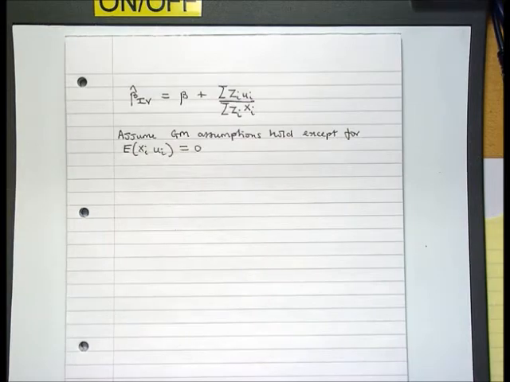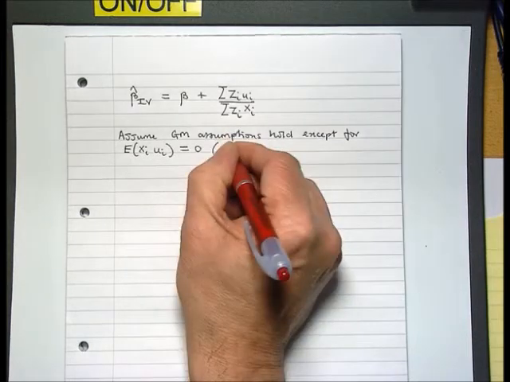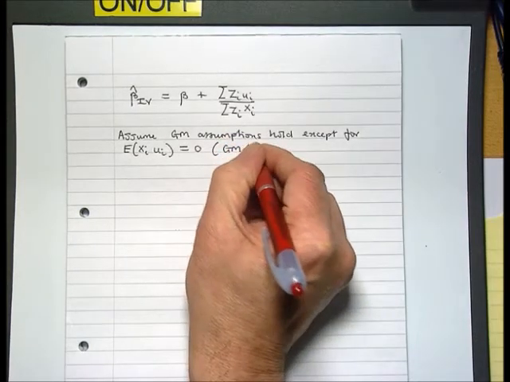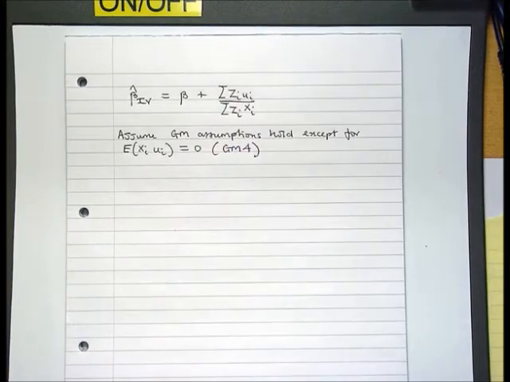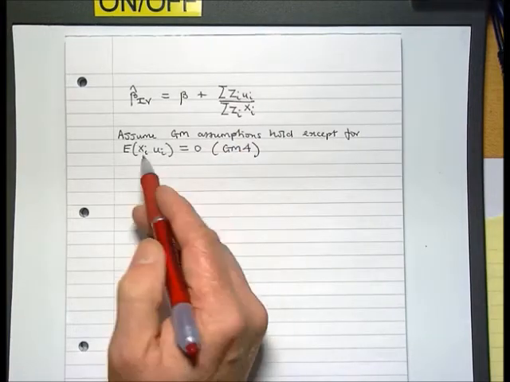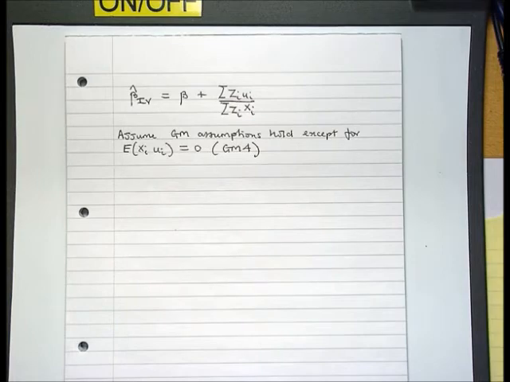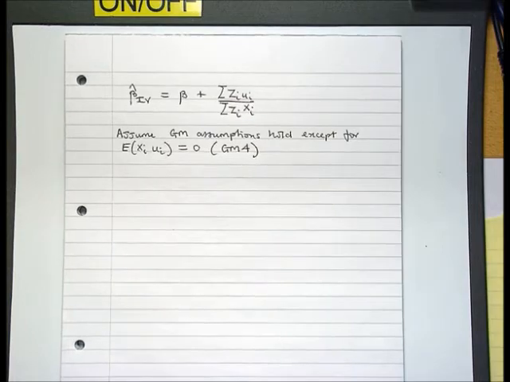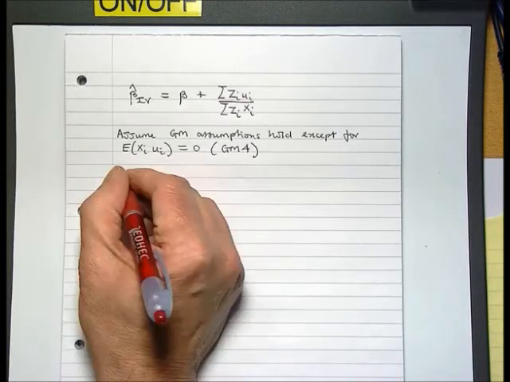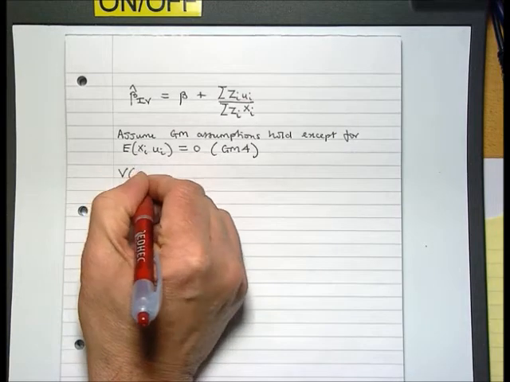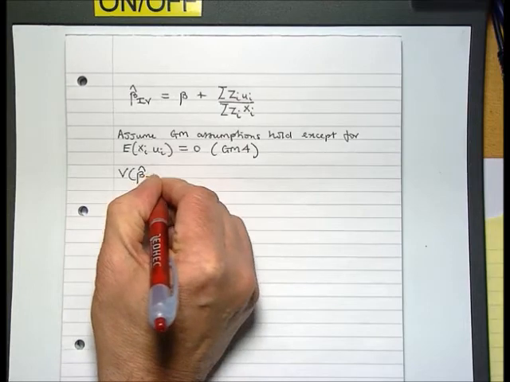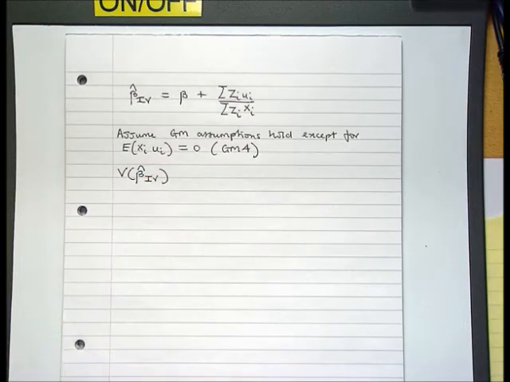Okay? So we're going to assume that Gauss-Markov assumptions 1, 2 and 3 hold, but the fourth assumption, Gauss-Markov assumption 4, doesn't hold. Okay? So we'll have in this case that this expectation will be non-zero. Okay, now given that, what we want to do is evaluate the variance of beta hat IV.